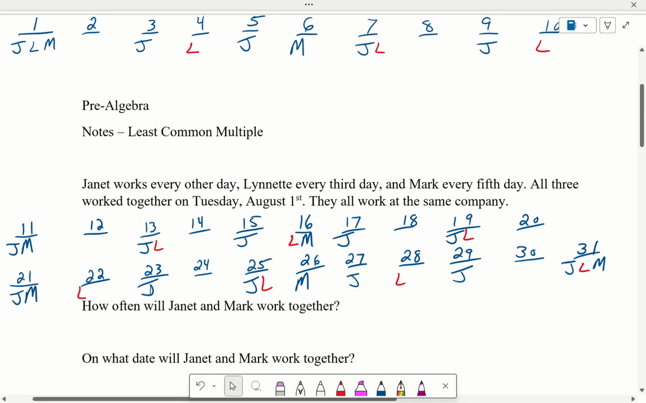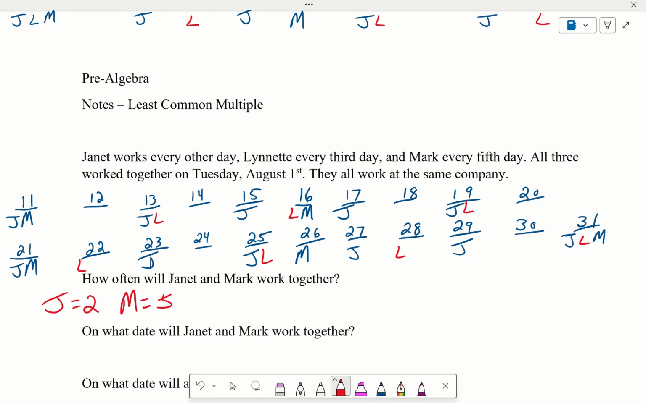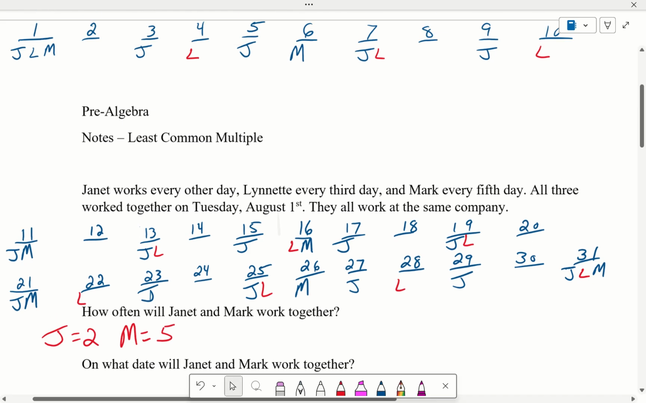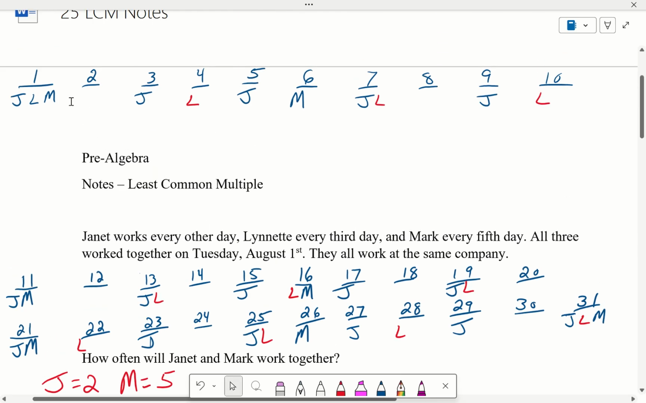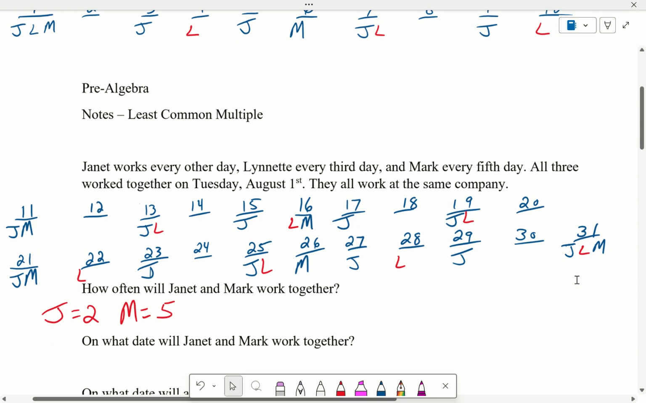How often will Janet and Mark work together? All right, well, Janet works every 2 days, and Mark works every 5th day. So you could count it up, and let's go ahead and do it really quick. They work on the 1st, and then Janet and Mark work together again on the 11th. And then again on the 21st, and they work together again on the 31st. So they're working together every 10 days.